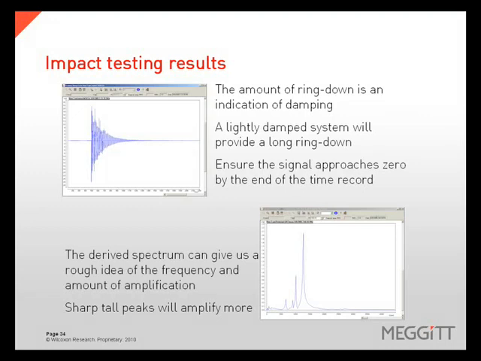It is important to ensure that the signal approaches zero by the end of the time record for this test. The derived spectrum can give us a rough idea of the frequency of a resonance and the amount of amplification. Sharp peaks are an indication of higher amplification.